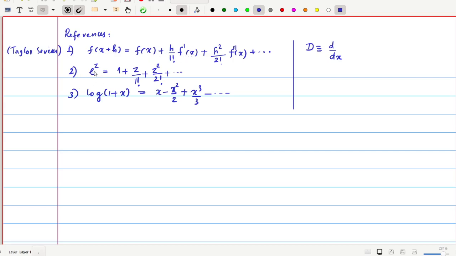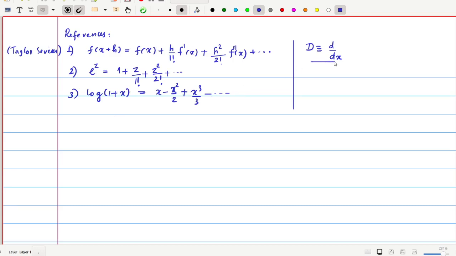And we have seen in the previous classes that e raised to z can be written as 1 plus z by 1 factorial plus z square by 2 factorial plus etc. So that is the Taylor series expansion of the particular function e raised to z, or you can derive this equation from the above formula. By replacing this f by e raised to x, you will get this one. And log 1 plus x also came from this formula. Log 1 plus x equals x minus x square by 2 plus x cube by 3, etc.